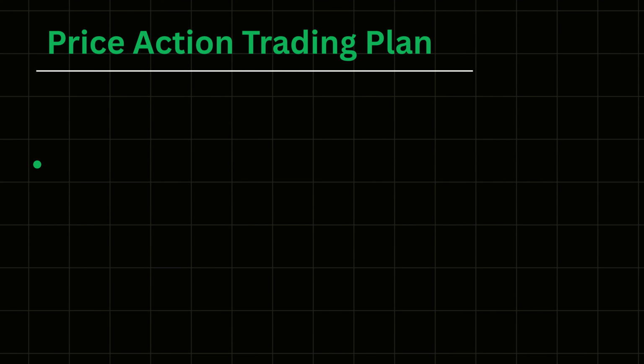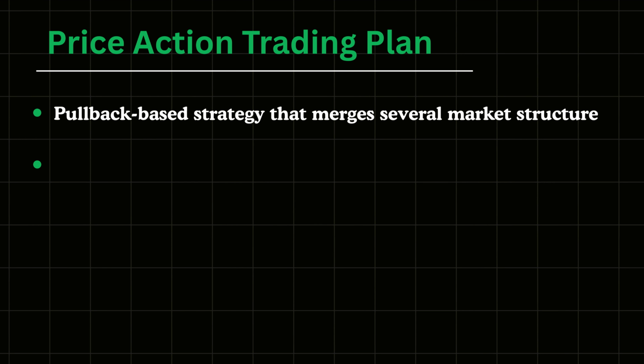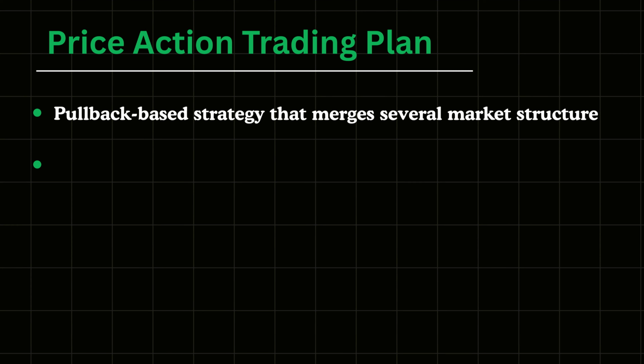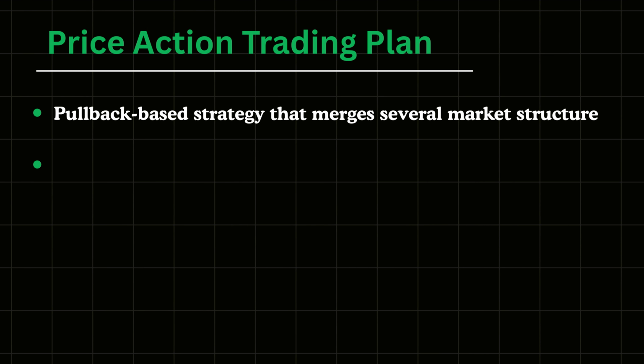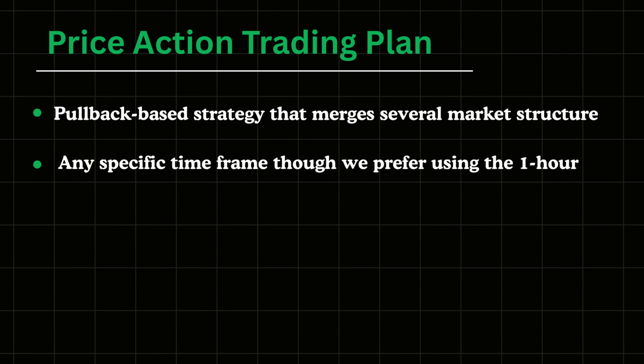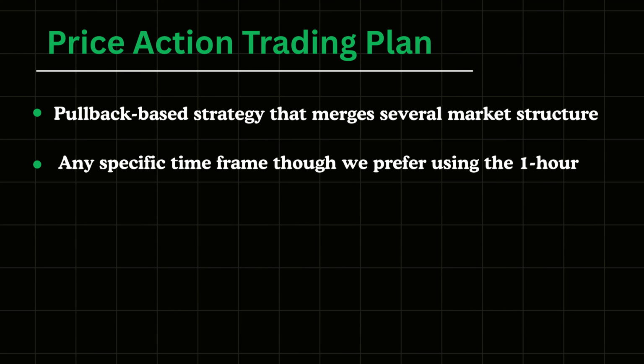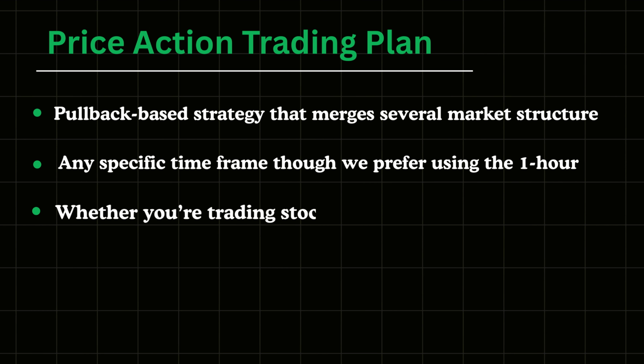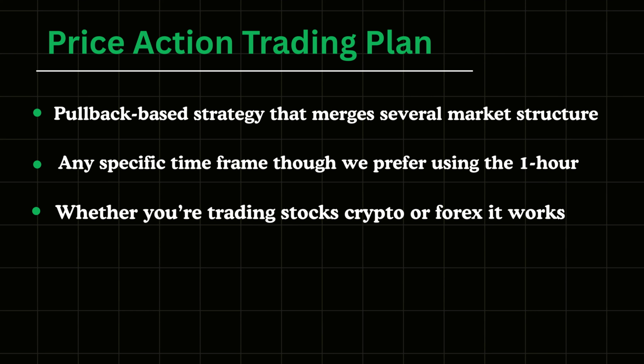As mentioned before, this price action trading plan is a pullback-based strategy that merges several elements of market structure with a refined candlestick formation as our entry trigger. This setup isn't restricted to any specific chart time frame, but we prefer to apply it on the 1-hour chart. It's effective across all markets, so whether you're trading stocks, crypto, or Forex, this method fits.